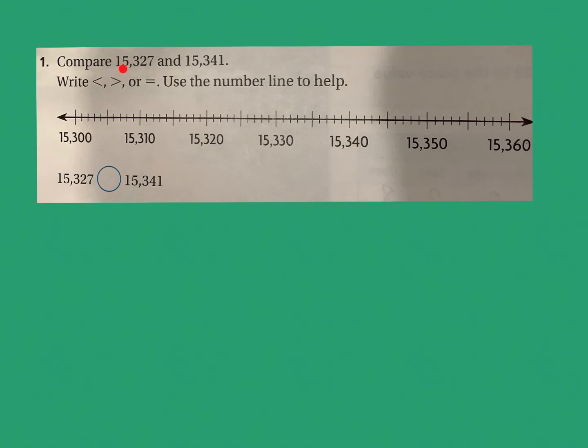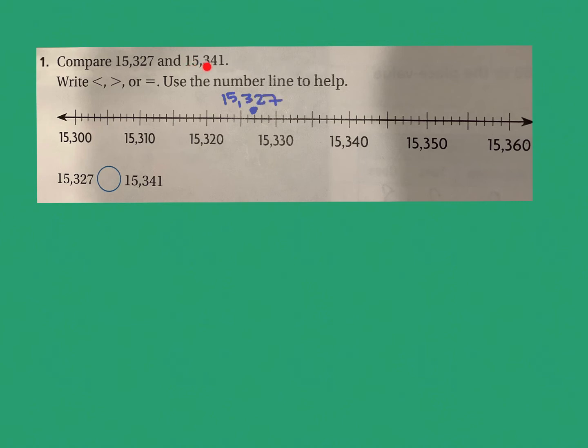So I'm going to use 15,327. Let me find 15,320 right here, and then I'll count 7 from there. 1, 2, 3, 4, 5, 6, 7, and I'm going to mark it. I'll even label it. Okay, now let's find this one.